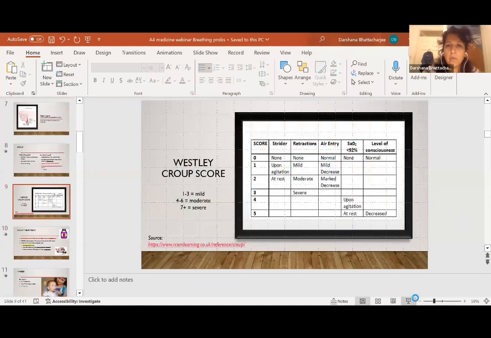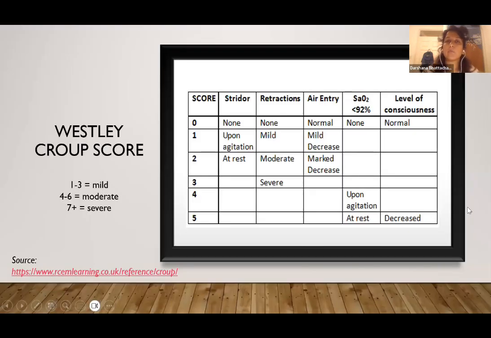So when assessing a child for croup, you have a very handy Westley croup score that you can access, and this essentially helps you to categorize whether the child has mild, moderate, or severe disease, and what degree of treatment you need to go for. As you can see, up to a score of 3 is quite mild illness, between 4 and 6 is moderate, and over 7 is severe. And that's essentially if you have stridor, severe work of breathing, and you're hypoxic with a decreased level of consciousness.